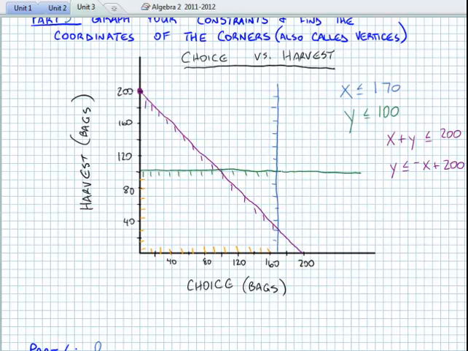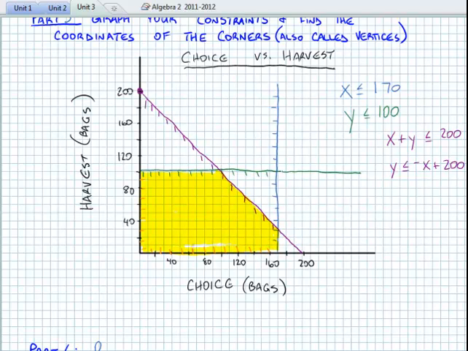So if you are solid at graphing inequalities, you'd recognize that this here is our region. This here is the region that includes all of the potential coordinates that fit our constraints. These are all the potential coordinates that make sure that x is less than or equal to 170, y is less than or equal to 100, and that when I add up the total number of bags, I am not over 200.